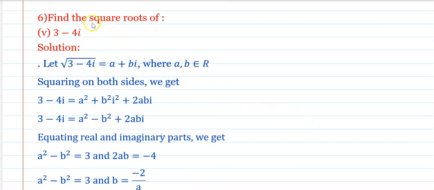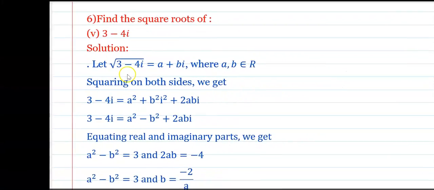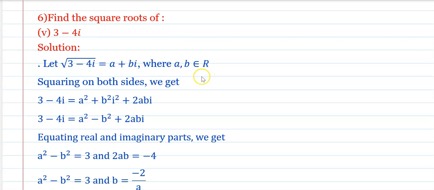Now the next. Find the square root of 3 minus 4i. Let the root of 3 minus 4i be equal to a plus bi, where a, b belong to the set of real numbers. Squaring on both sides, then you are getting 3 minus 4i is equal to a plus bi whole square. a square plus b square i square plus 2abi. i square is minus 1. That is a square minus b square plus 2abi.